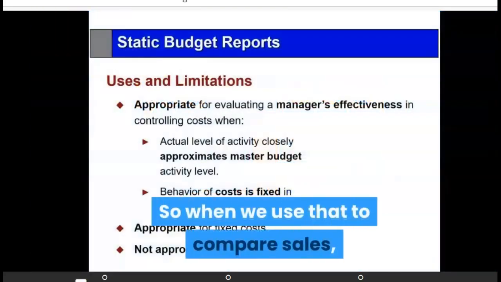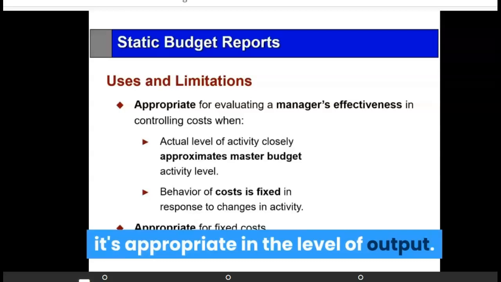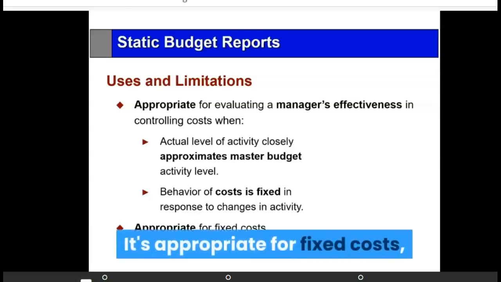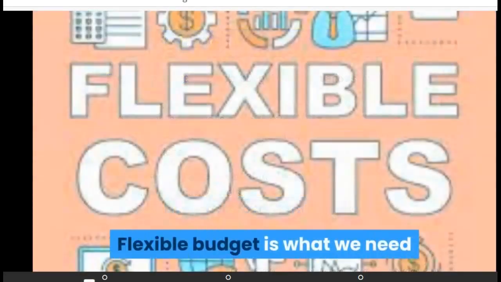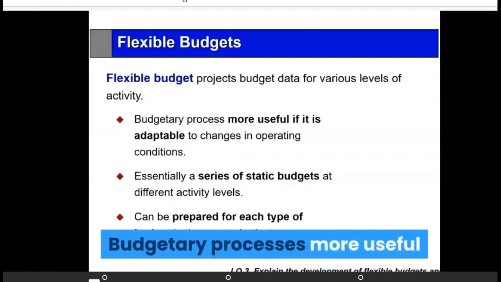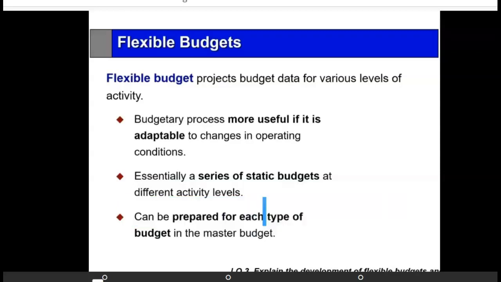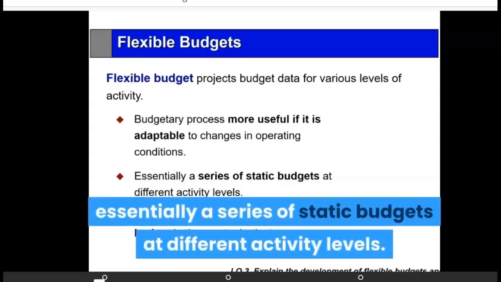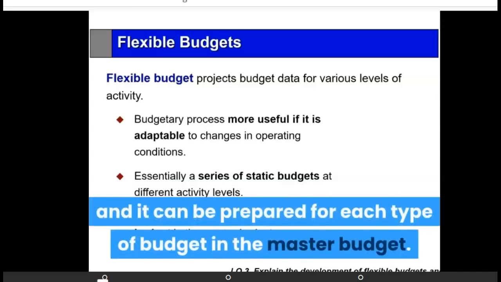So when we use that to compare sales, it's appropriate in the level of output. It's appropriate for fixed costs, but it's certainly not appropriate for variable costs. A flexible budget is what we need when we're looking at different levels of activity. The budgetary process is more useful if it's adaptable to changes in operating conditions. Essentially, a series of static budgets at different activity levels. That's what a flexible budget is. And it can be prepared for each type of budget in the master budget.